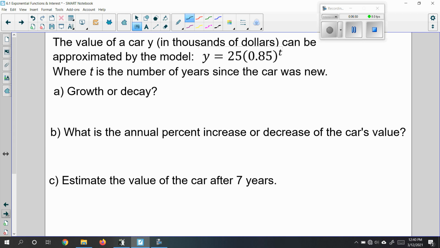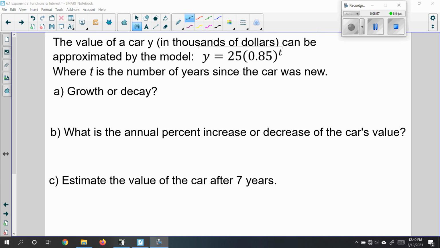Let's look at an example. The value of a car, y, in thousands of dollars can be approximated by the model, y equals 25 times 0.85 to the power t, where t is the number of years since the car was new. Is this a growth or decay? Well, here, that is b. And since b is less than 1, this represents a decay model.